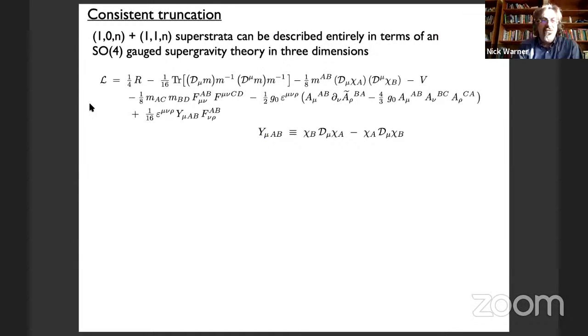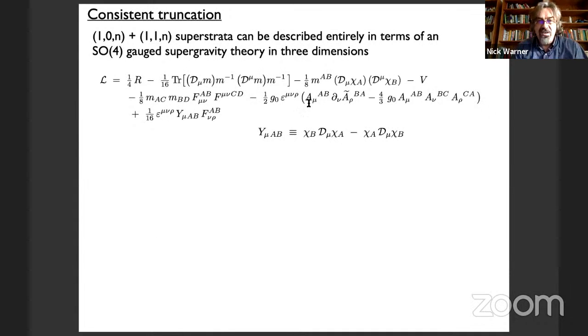And in fact, you can also include what's called the (1,1,n) superstrata. You can allow m to be 1 as well and take any linear combination of 2 holomorphic functions in there. And it can be entirely described in terms of a gauge supergravity in 3 dimensions. This was a huge amount of heavy lifting to prove, but this is a 3-dimensional action.